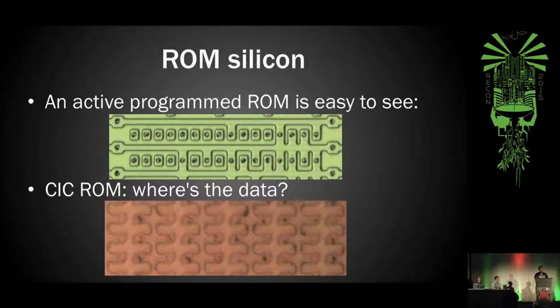On the bottom, though, we see the sort of equivalent structure off of this CIC chip, and we don't really see anything. It's kind of a blank slate. There's a little bit of dots here and there, but that's basically just dust and other garbage on the die. So at this point, we're a little bit stumped. Well, what can we do?